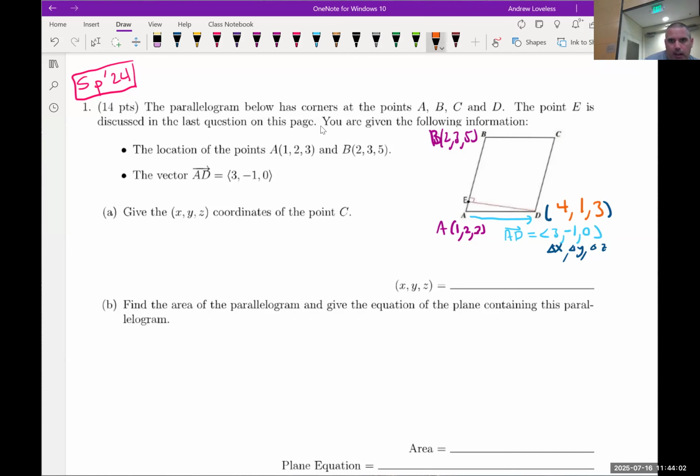Okay, so I also, yeah, I agree. I'd like to find the vector AB. Somebody mentioned that. AB. Let's do that. So 2 minus 1 is 1. 3 minus 2 is 1. 5 minus 3 is 2.